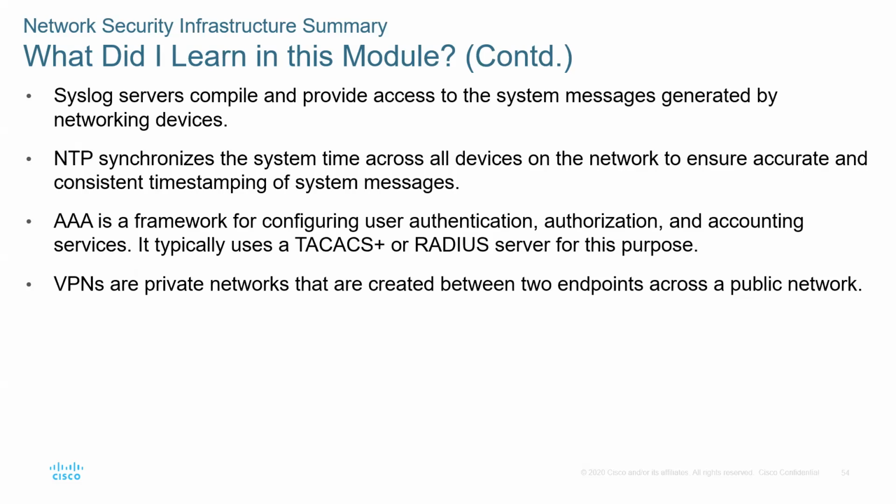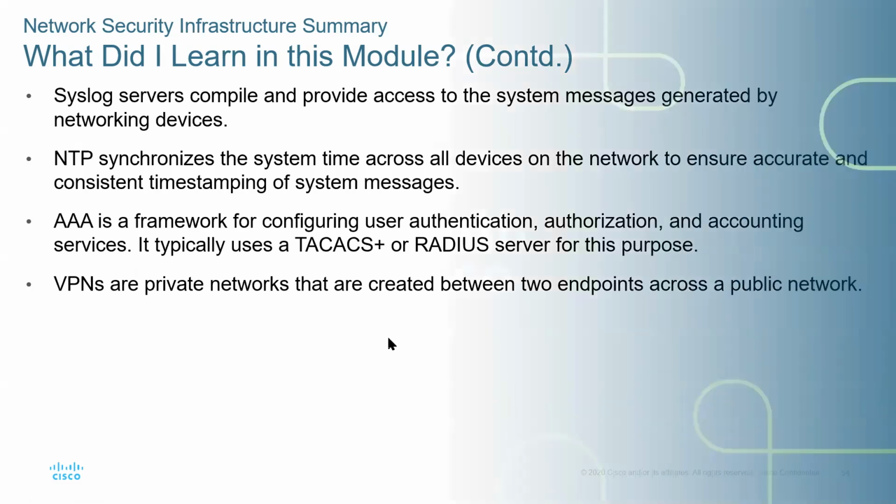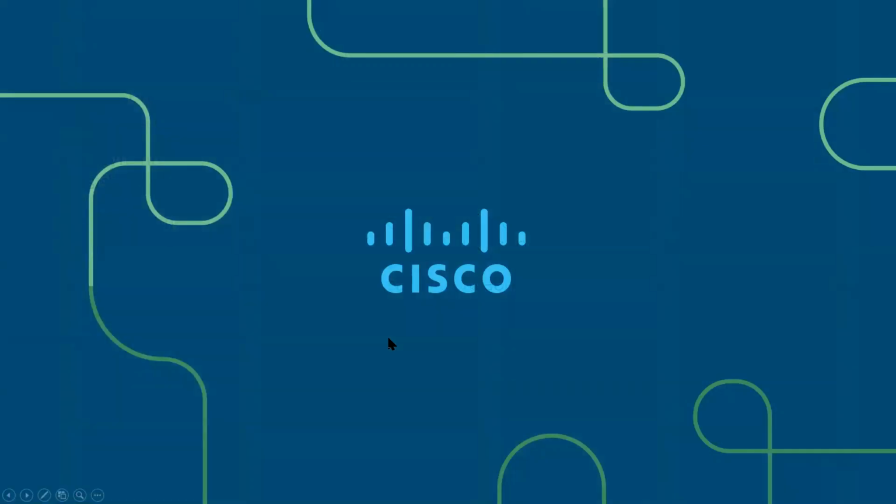AAA is going to be a framework for configuring user authentication, authorization, and accounting. The ones that are typically out there are TACACS and RADIUS, with RADIUS being more popular as it is open source now. TACACS is Cisco proprietary. And then for VPNs, they're virtual private networks that connect to endpoints across a public network. And that concludes this section today.